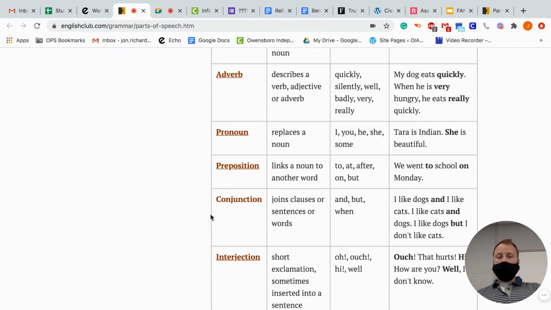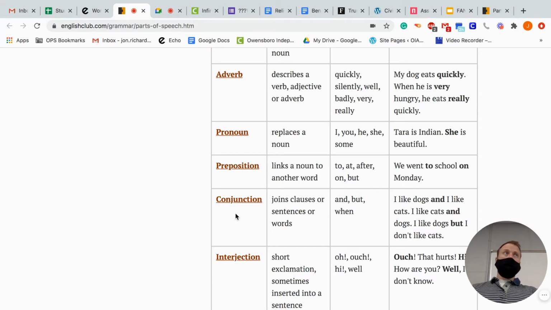Prepositions and conjunctions are the things we've been working with the last couple of weeks. And this week we're working with conjunctions, okay, specifically. But prepositions link a noun to another word. And the way I really break this one down is position, okay? It kind of helps you to understand the position of the noun in a way. Okay, to, at, after, on, but. So we went to school on Monday. So on is kind of the position. What day? Monday. Okay.